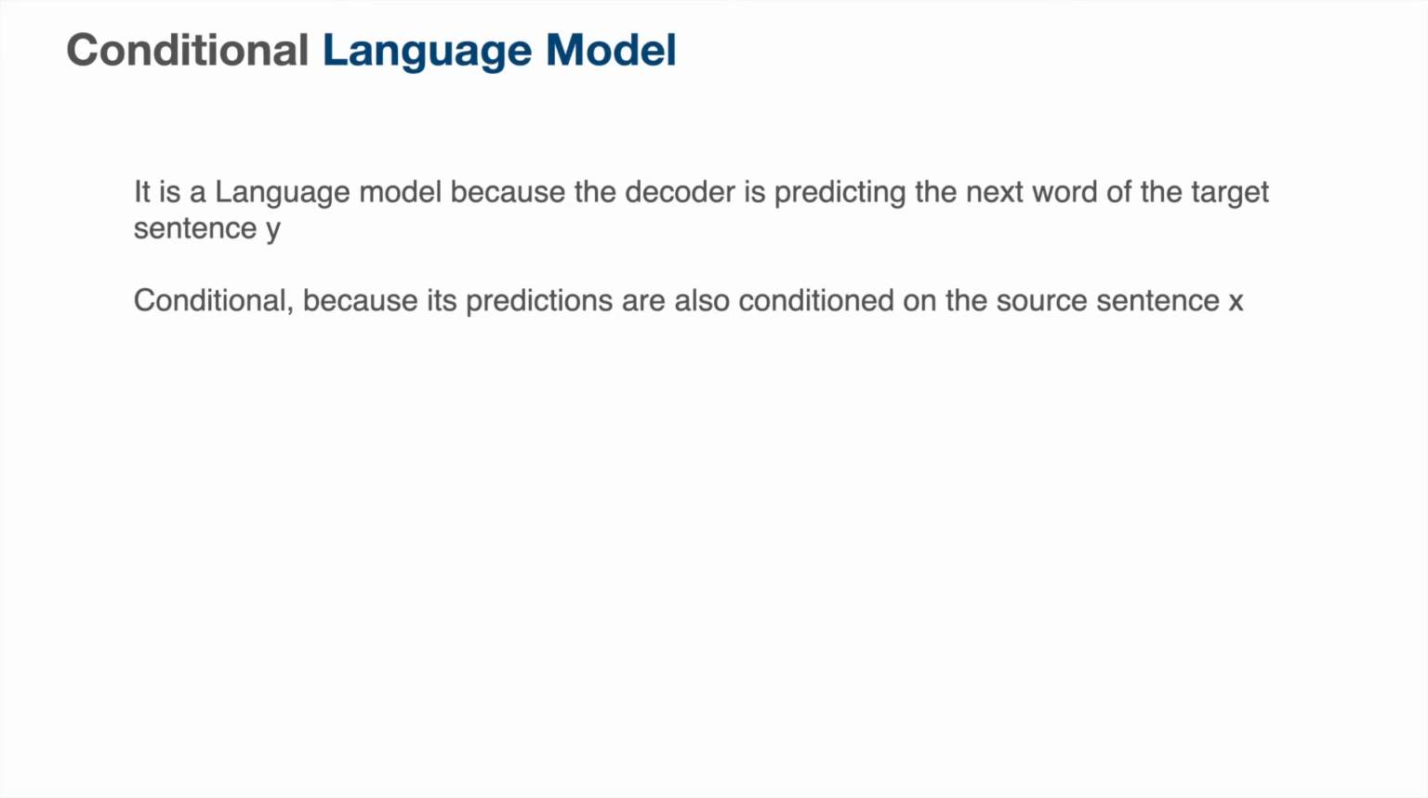This is a conditional language model. Why? It is a language model because the decoder is predicting the next word of the target sentence Y. It is conditional because its predictions are also conditioned on the source sentence, that is X.